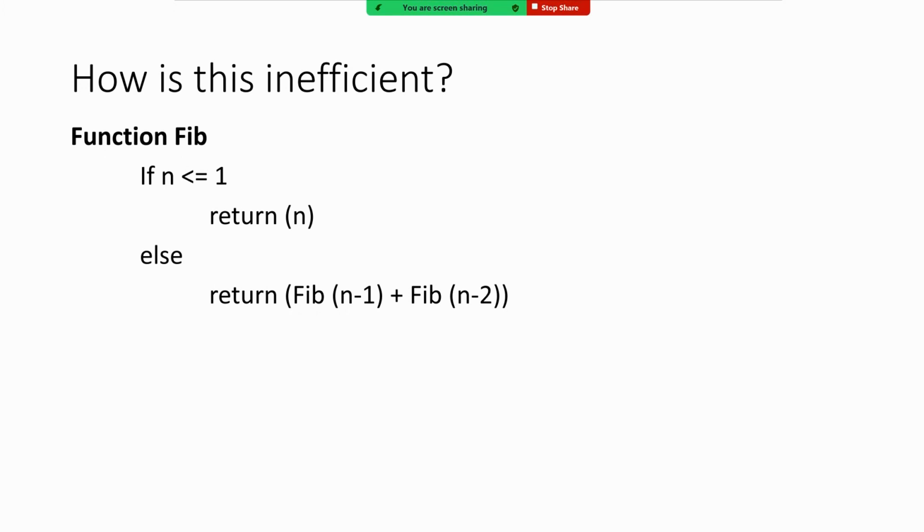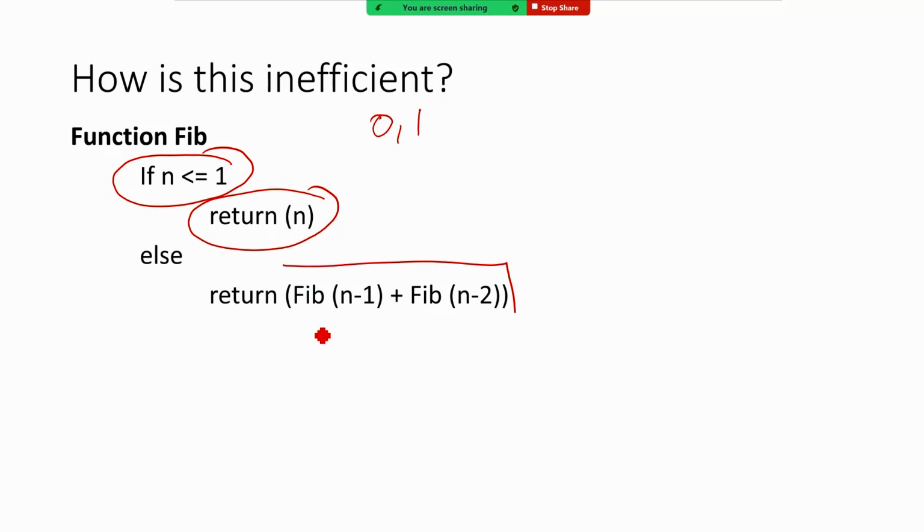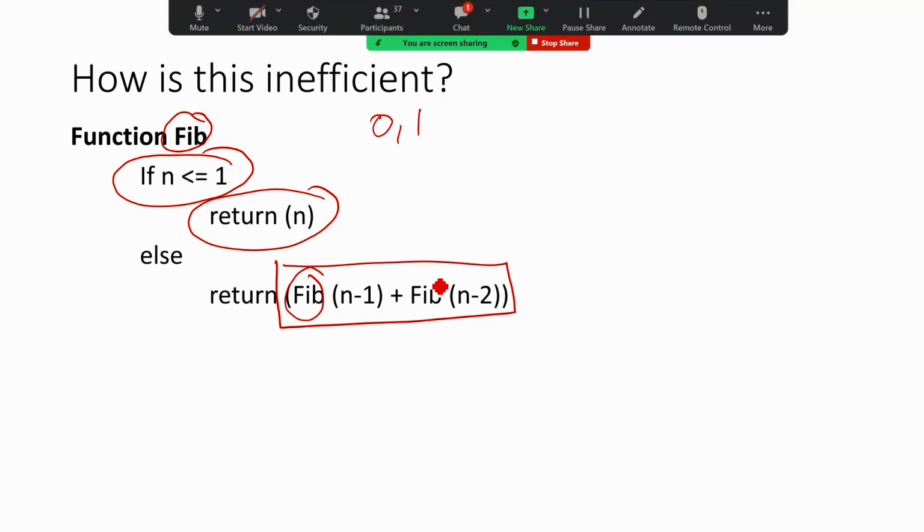And this has two pieces. The first is what we call the base case. If n is less than or equal to 1, so if n is either 0 or 1, what will you return? You will return 0 or 1. Otherwise, you will return fib of n minus 1 plus fib of n minus 2. Do you now understand why it's called recursion? Because this function, Fibonacci, is referencing itself here and here.